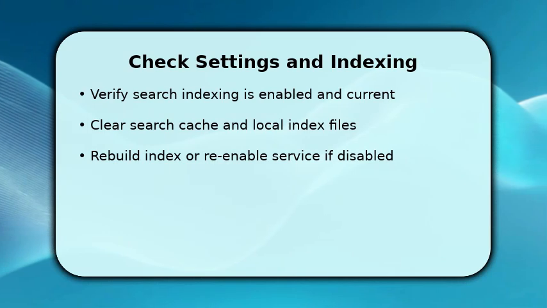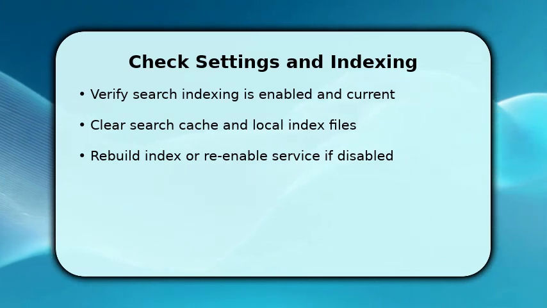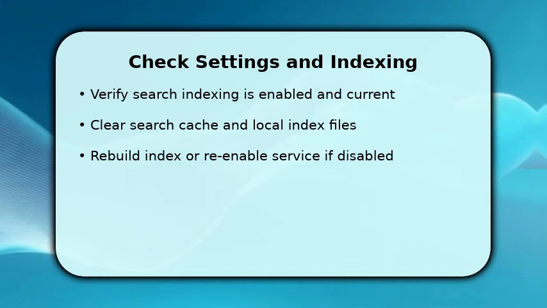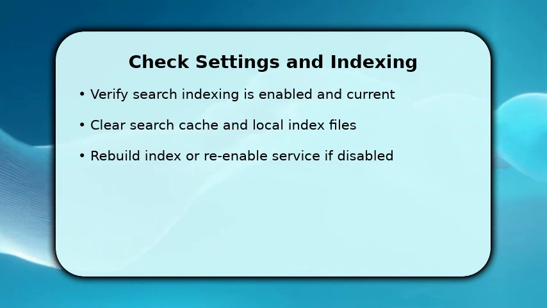Now you'll inspect search-specific settings and the indexing state. Open the app or system search settings and verify indexing is enabled and up to date. A stale or corrupt index stops search results. Next, clear the search cache and any local index files to remove corruption. This forces a fresh build.